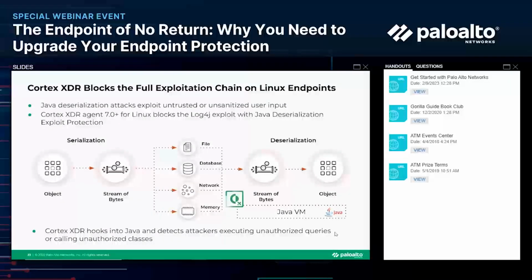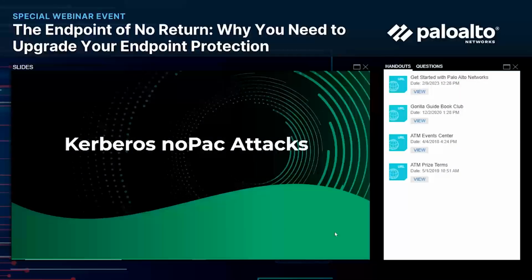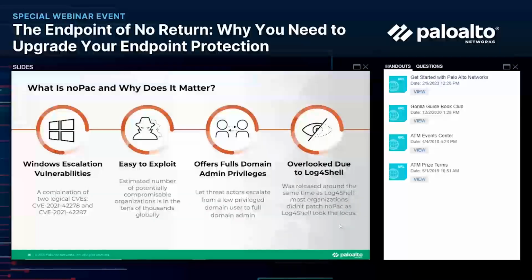The next endpoint attack that I want to take some time to analyze is the Kerberos noPac attacks. This attack is not as well known as Log4Shell, but it is pretty notable as it enables attackers to gain full domain admin privileges within Active Directory environments. While Microsoft promptly issued a patch for these vulnerabilities late last year, as we all know, patching servers is often a slow process and many AD domains are left vulnerable. So let's look at this attack at a glance and why it matters.